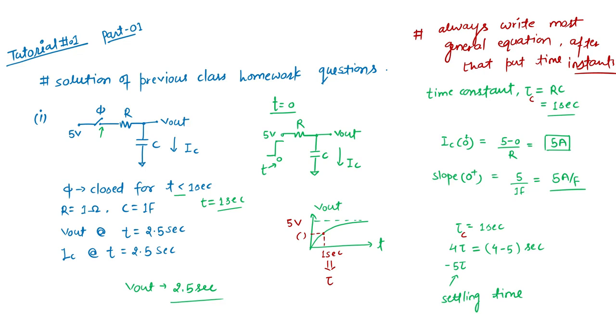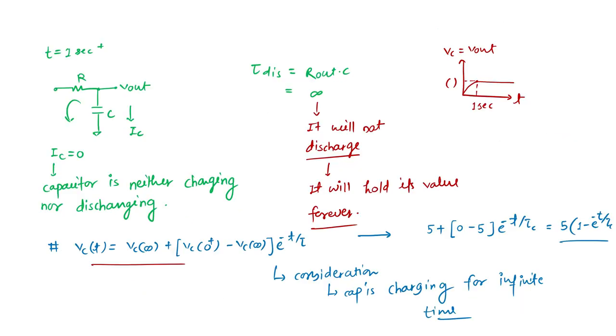First we write the equation by considering that we are simply applying a voltage until time infinity. So what is the general equation? It's nothing but 5 times (1 minus e to the power minus t by tau). So this is the very basic discussion.